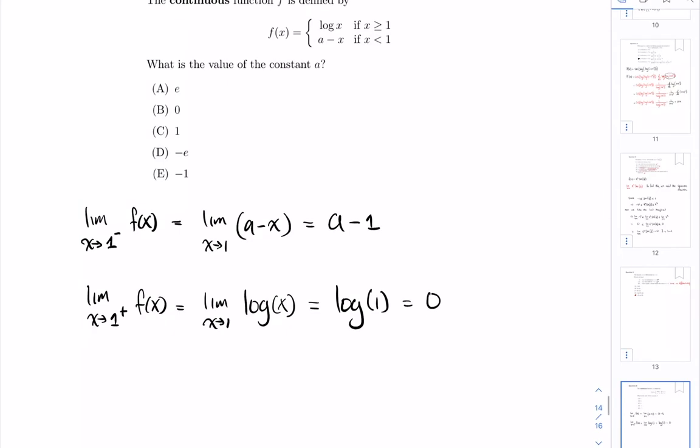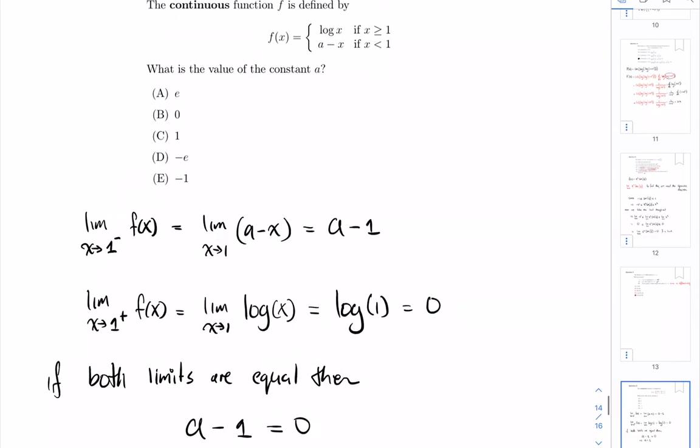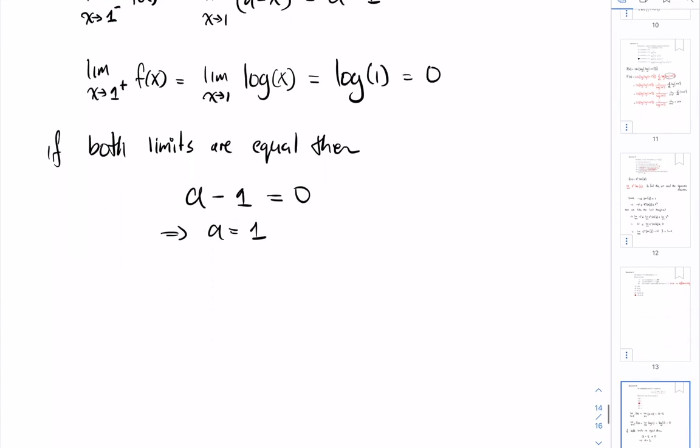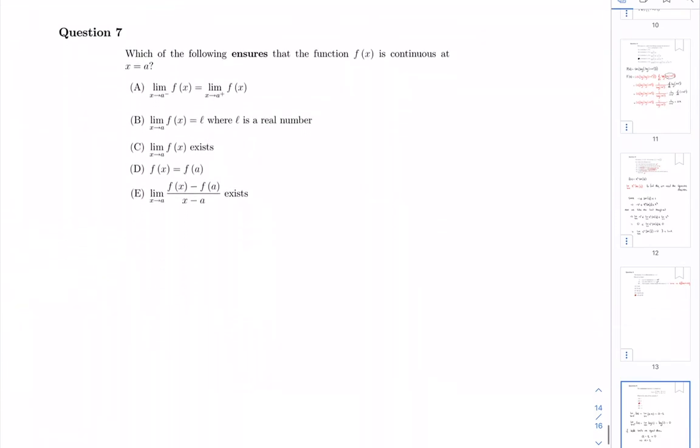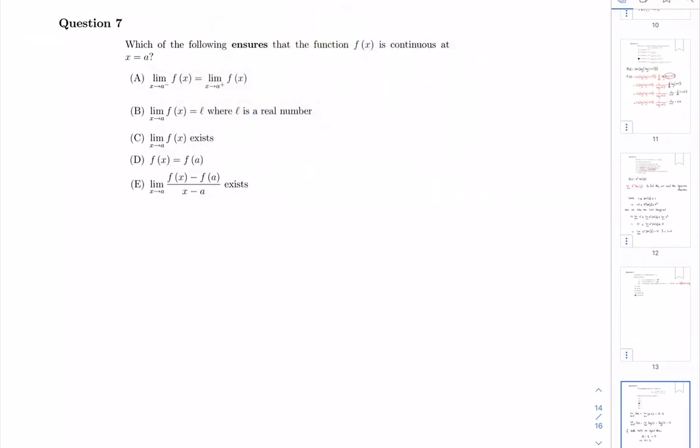So here, if the limit exists, then both of these limits have to be equal. So if both limits are equal, then a minus 1 is equal to 0, which implies that a is equal to 1. So therefore, the answer for this question must be C. And let's take our last question here, question number 7, which asks us what can ensure that the function is continuous at some point x equal a.